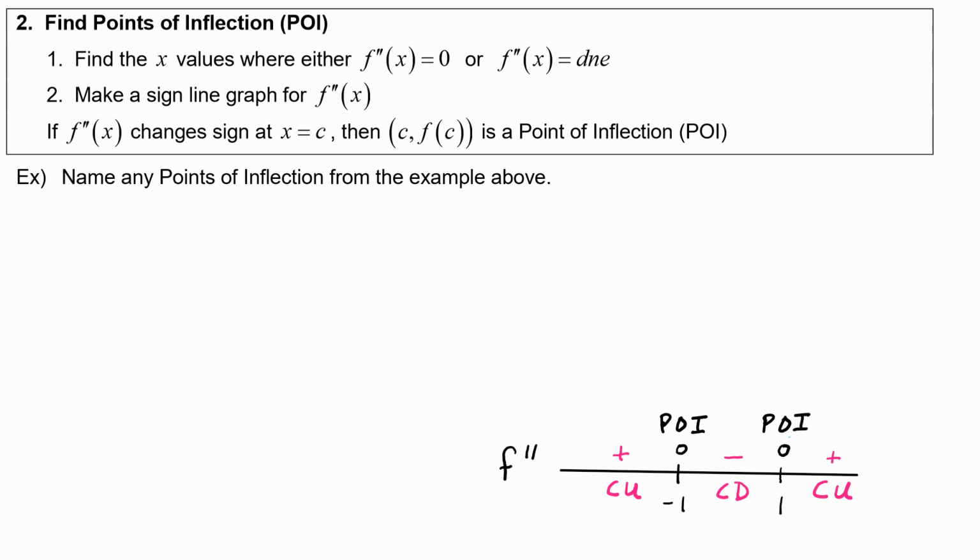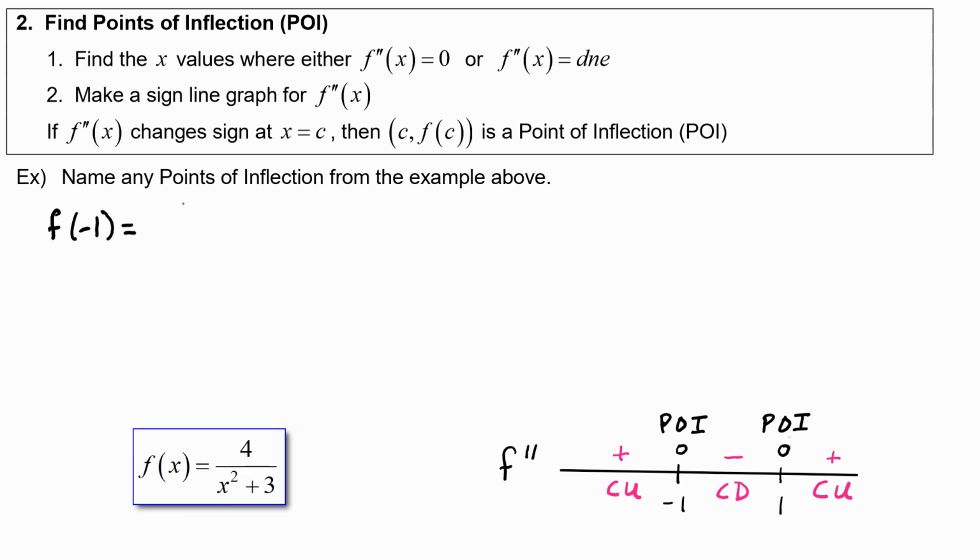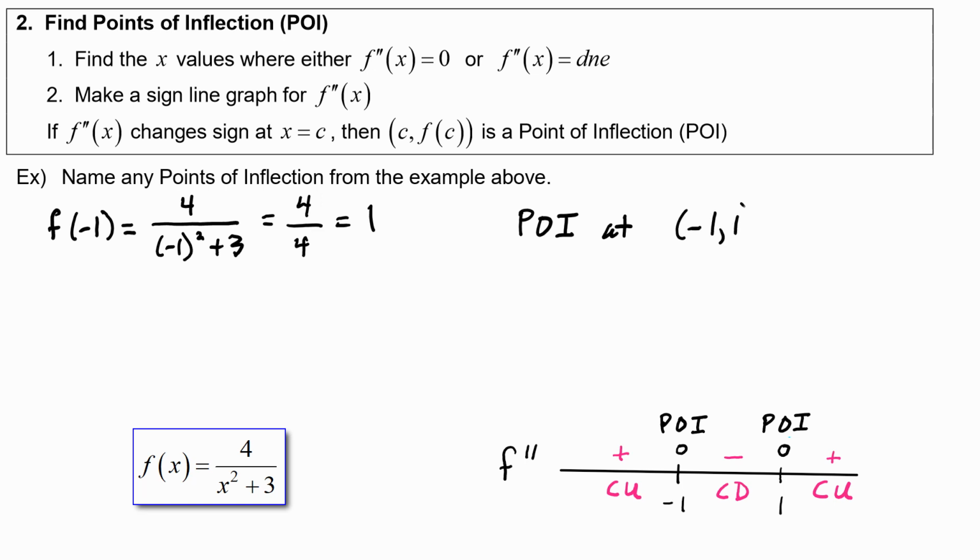So then that means to find the point, we need to get the y values for when x is -1 and x is +1. So let's find f of -1. Remember, we are plugging into the function, not the second derivative. So that means we have to evaluate 4 divided by (-1) squared plus 3, which of course is 4 over 4, which is 1. So we have a point of inflection at (-1, 1).